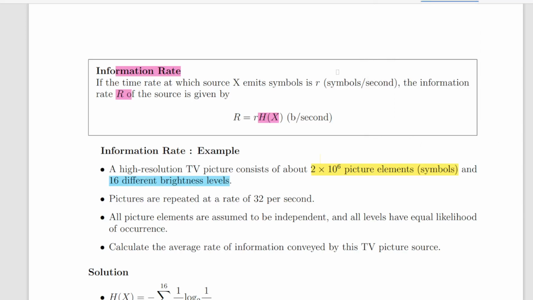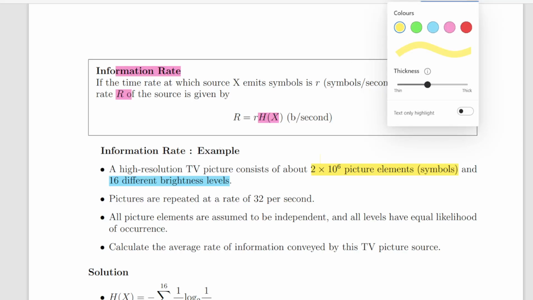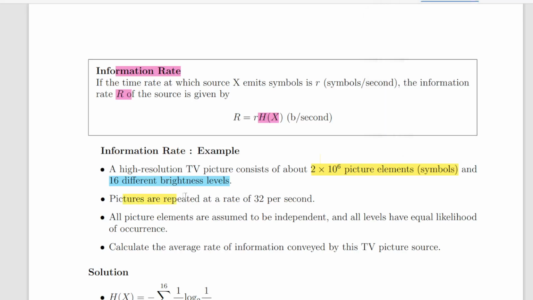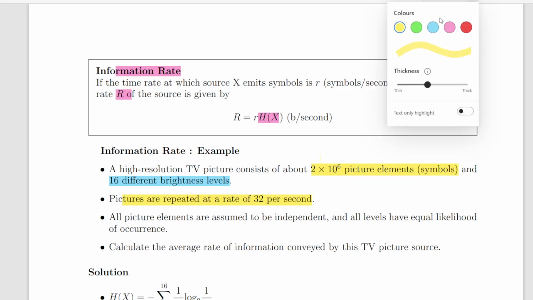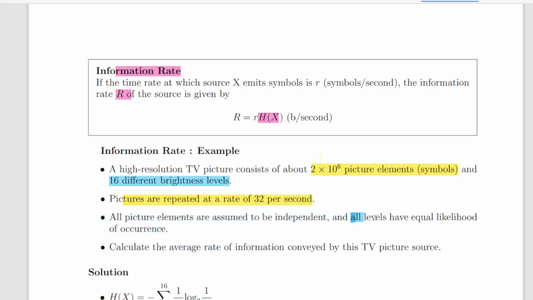Pictures are repeated at a rate of 32 per second. Again, that is the time rate, which relates to small r. All picture elements are assumed to be independent, and all brightness levels have equal likelihood of occurrence. I'm going to make note of that because it also tells us what the entropy is. Calculate the average rate of information conveyed by this TV picture source.